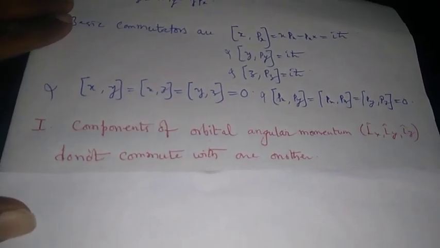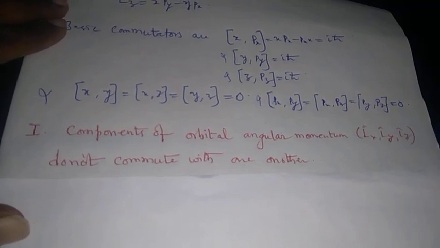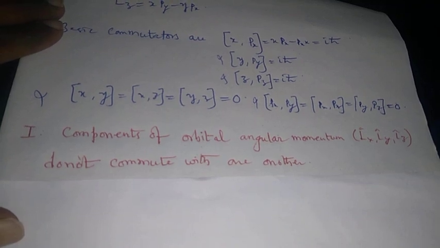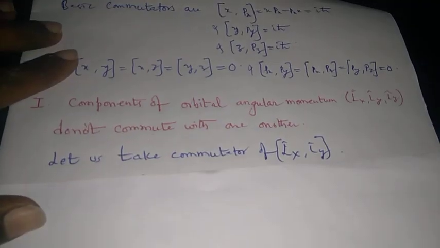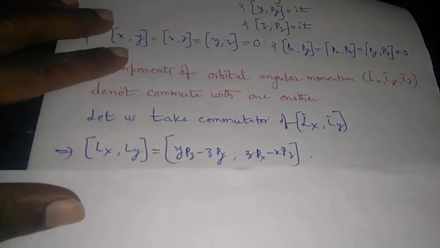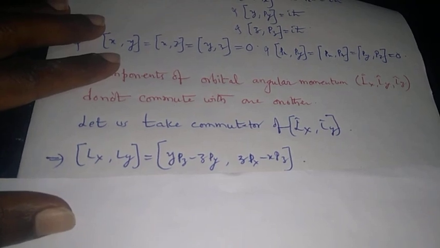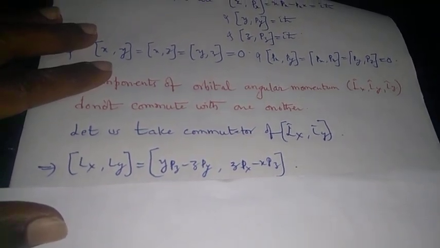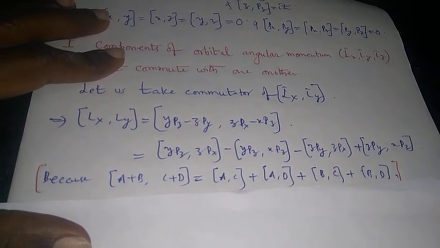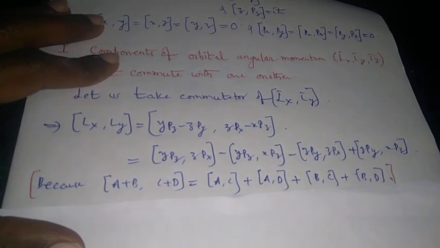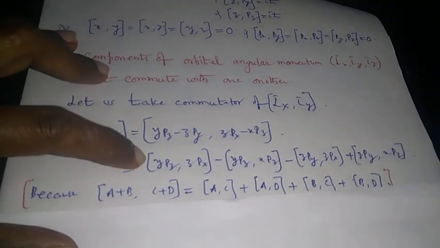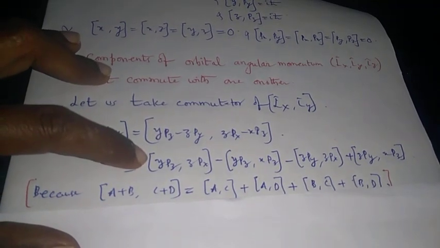We next try to prove that the components of orbital angular momentum, Lx, Ly and Lz, do not commute with one another. For example, let us take the commutator of Lx, Ly. If you substitute for Lx and Ly, the commutator can be written like this. And by using the fact that the commutator of a+b with c+d will be ac, ad, bc and bd, we can write this commutator as a summation of these four terms.